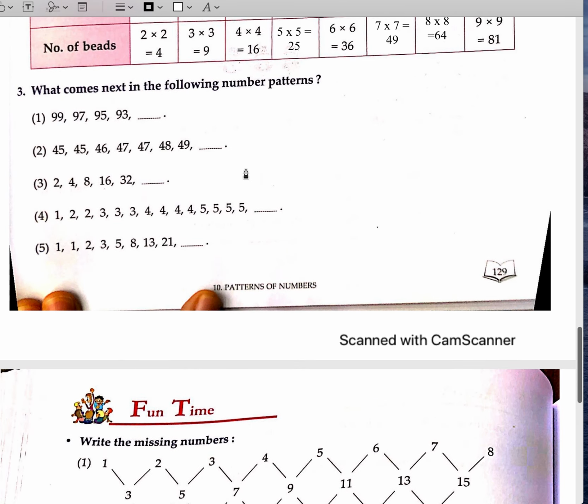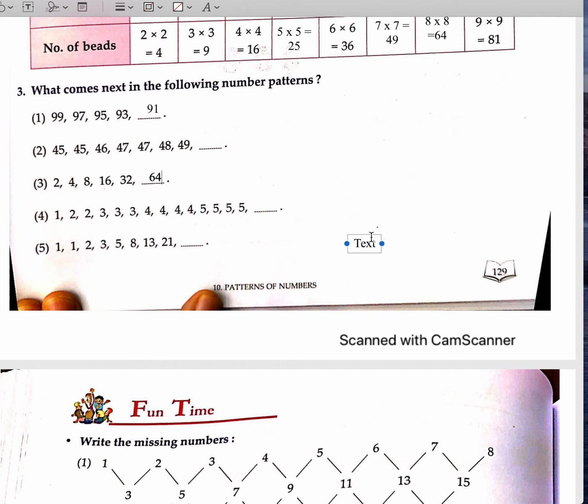So here, what comes next in the following number patterns? There is 99, 97, 95, 93. Here it will be 91 because you're subtracting 2. Next, 2, 4, 8, 16, 32. So there's a difference of 2 here, 4, then 8, then 16. So there will be a difference of 32 next. That means there will be 64. So it's 2 plus 2, 4 plus 4, 8 plus 8, and so on.